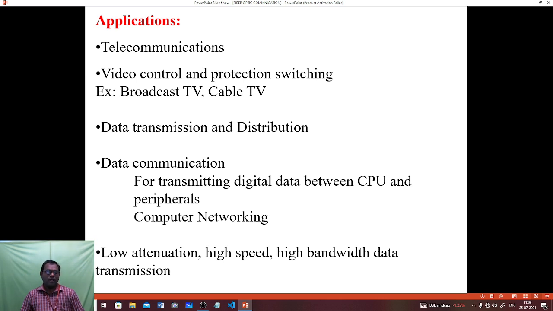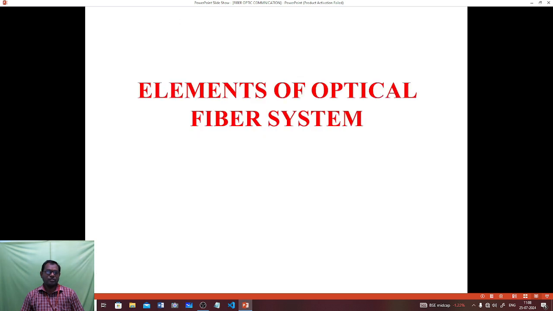Computer networking in LAN, local area network, wide area network, metropolitan area network. There are different types of networking applications. It is also used in networking for network topologies: ring topology, bus topology and tree topology, etc. Low attenuation, high speed, high bandwidth data applications use fiber optic communications.